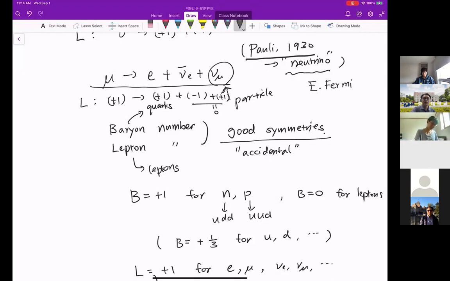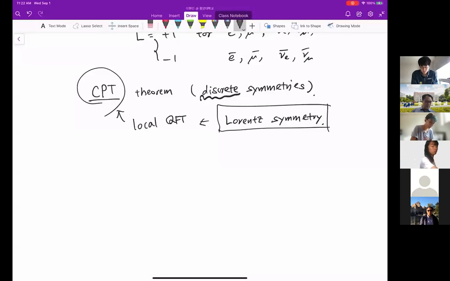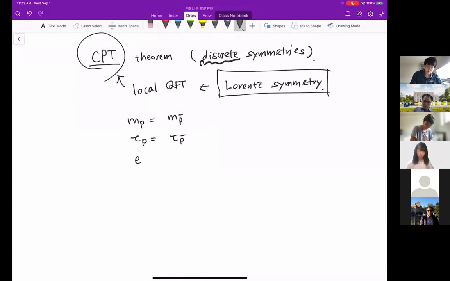Resume the recording. So what is the consequence of the CPT theorem? The CPT theorem says the particle mass and antiparticle mass are the same. The lifetime of particle and antiparticle are the same. And the charge of particle and antiparticle are the same in absolute value. So these are three consequences. Same for charge? Minus. Absolute value, sorry, absolute.